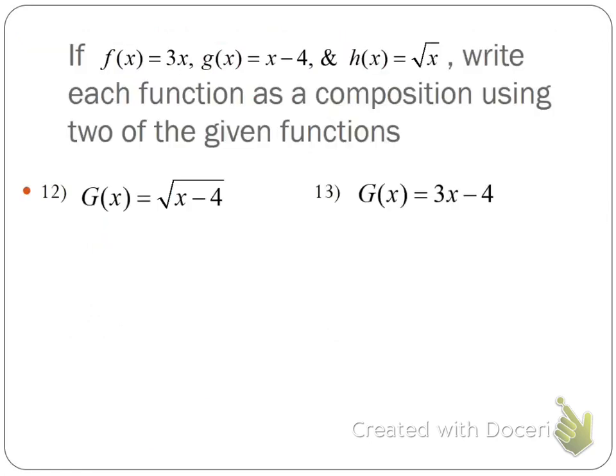Okay, now look at this. I give you f of x is 3x, g of x is x minus 4, and h of x is square root of x. Write this new function, capital G of x, as a composition of two of these functions. So what they're asking is, does this equal f of g of x? g of f of x? f of h of x? h of g of x? h of f of x? To get square root of x minus 4.